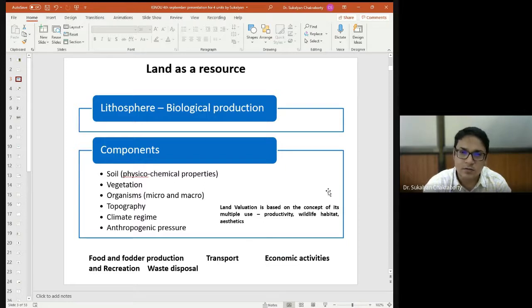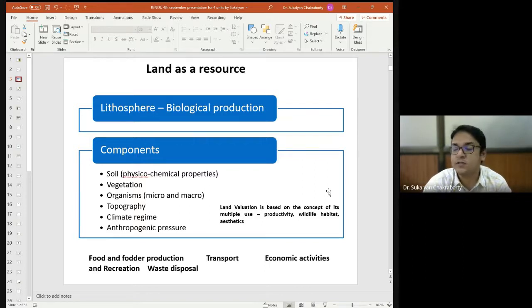What are the components of land? What comprises the land? What makes up the land? It is soil, which has got its own physicochemical properties. Vegetation, organisms. When I say organism, it's both the macroorganisms as well as the microorganisms. Topography. Topography means land features. Whether it's a plain land, whether it's a valley, whether it's a plateau, etc. The climatic regime and the anthropogenic activities. So these are, you can say, the components of land.